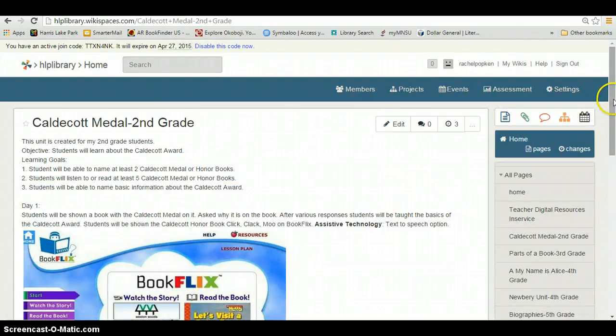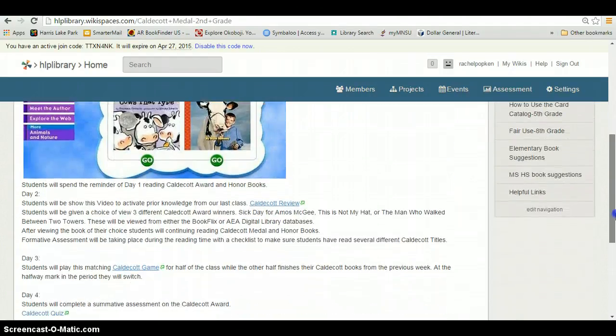This page uses the database BookFlix. There is also a link to a Caldecott matching game where students can practice reviewing summaries of books with the titles of the books.